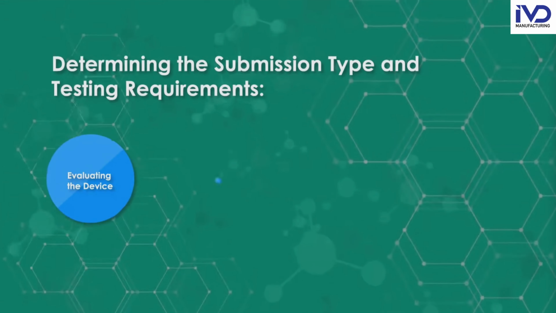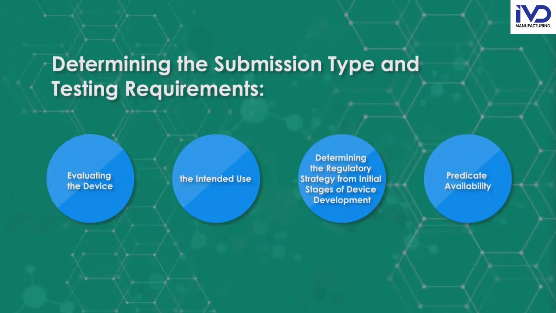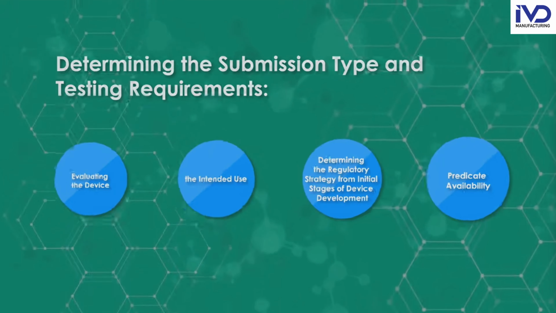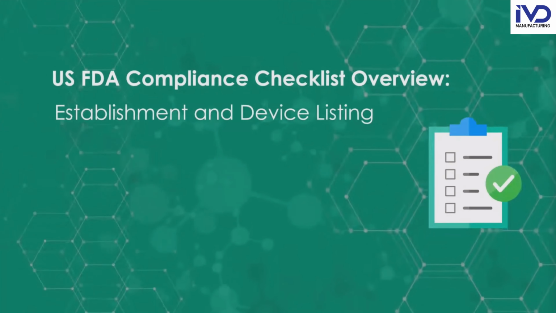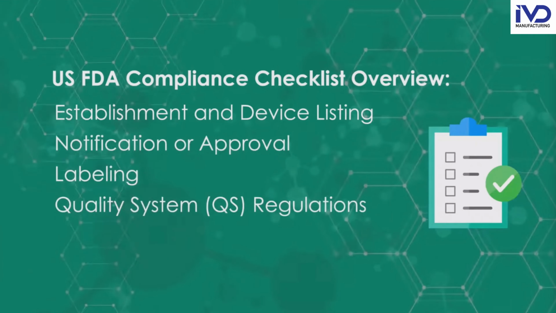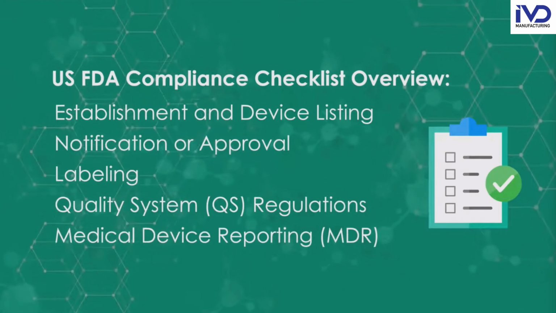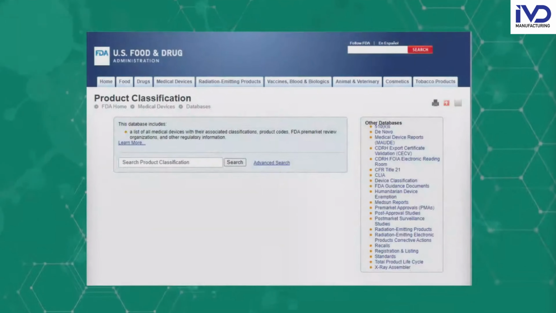First, what you need to do, guys, is evaluate your devices on the basis of the intended use. Then determine the regulatory strategy from the initial stages of the device through development and find the predicate device availability. The registration pathway should also comply with the USFDA compliance checklist, which is establishment and device listing, notification for the approval, the labeling, the quality system regulation, and the medical device reporting, MDR.